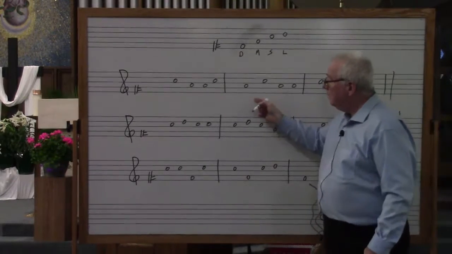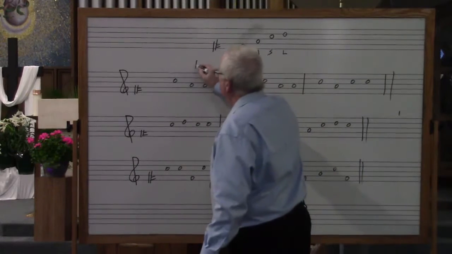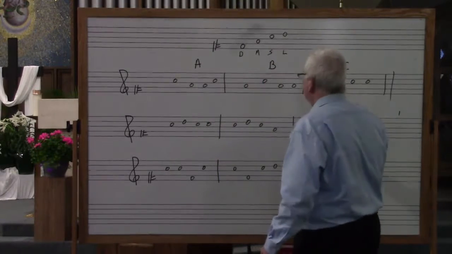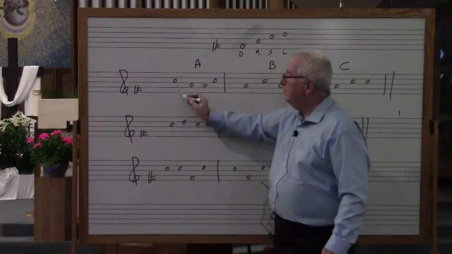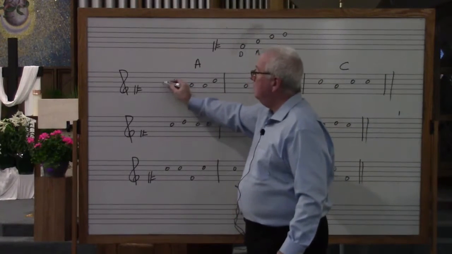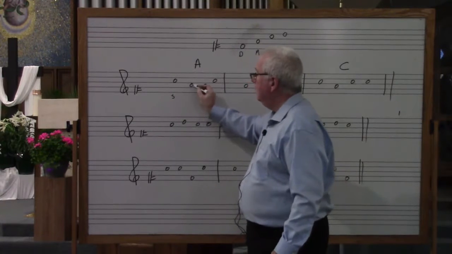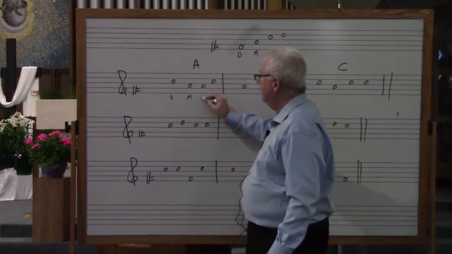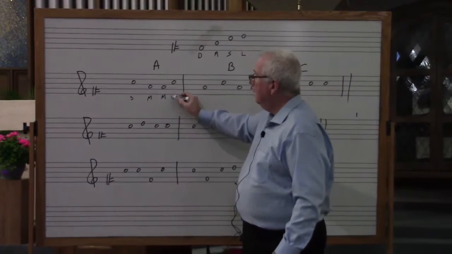Now I have some melody examples, and we're going to call these A, B, and C, all the way through. So let's see if we can name these pitches here. Do is a space note, mi is a space note, so is a space note too. So this would be so, this one would be mi, space, do, mi, and so. Now that's A.